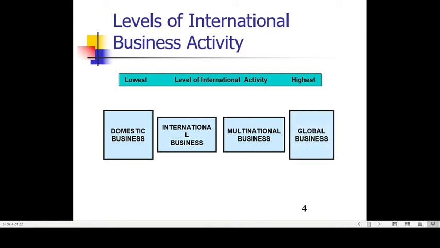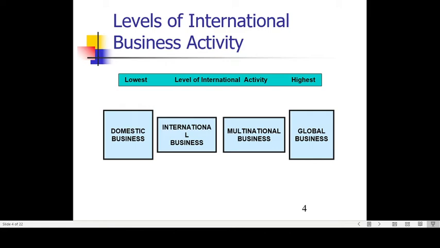Okay, so we have the levels of business activity. We have the lowest level, which is domestic business. Ito yung pang-local lang. Level of international activity, it can either be international business or multinational business. Pag sinabi natin multinational, nag-operate siya sa buong mundo at doon din siya gumagawa at nagsasell ng product niya. Tulad ng example of multinational business, yung mga car manufacturer, di ba?